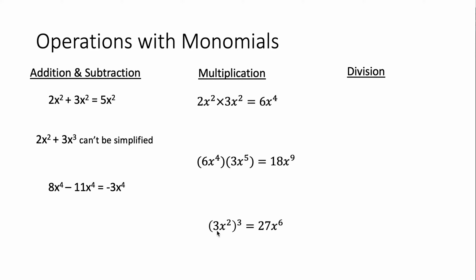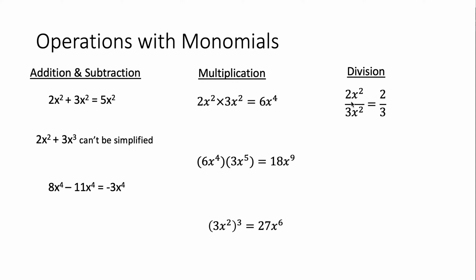Oops, this is the wrong order, but anyway, 3x squared to the power 3, so it's like we're multiplying this by itself 3 times, is 3 to the power 3, 27, and x squared to the power 3 is x to the 6. Power of a power, you multiply.